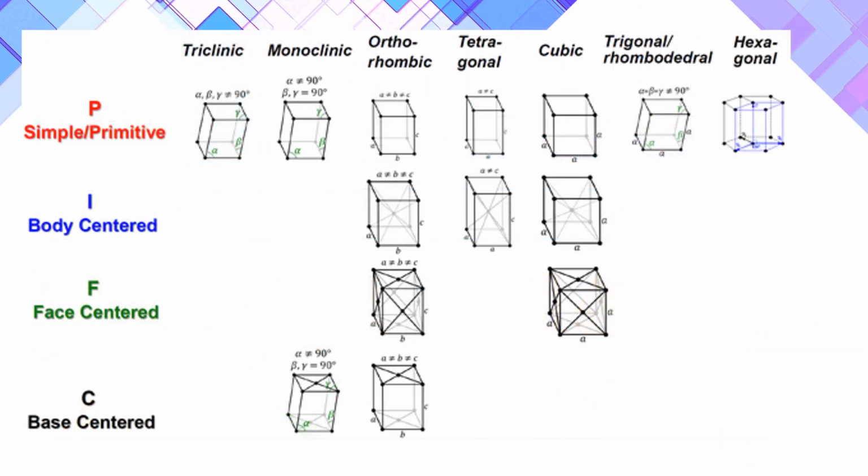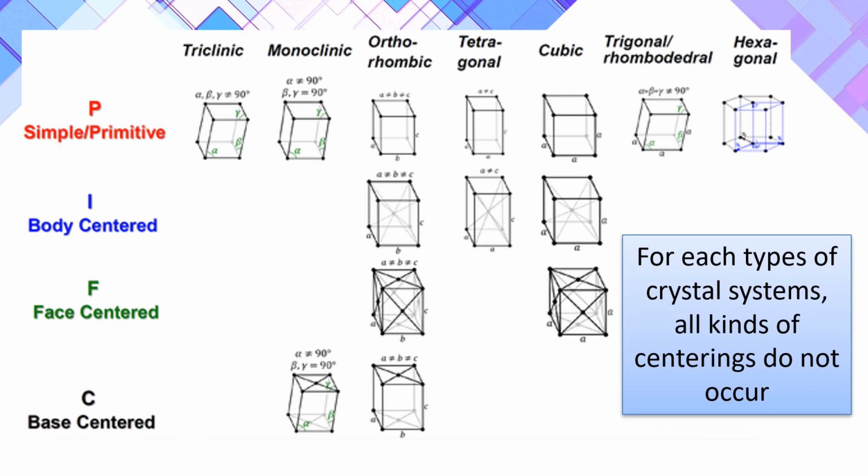The 7 crystal systems and the 4 kinds of centerings are shown. You can see that some of the columns are missing. You can see that exactly 14 of them are missing here, and only 14 lattices are shown. That is, for each type of crystal system, all kinds of centerings do not occur.